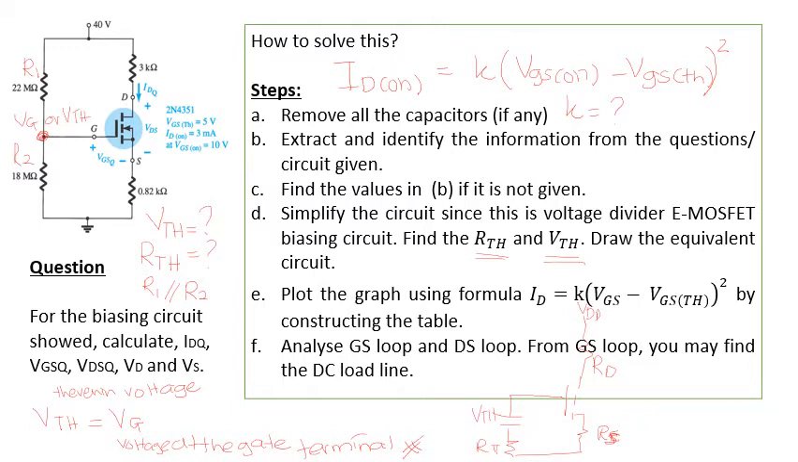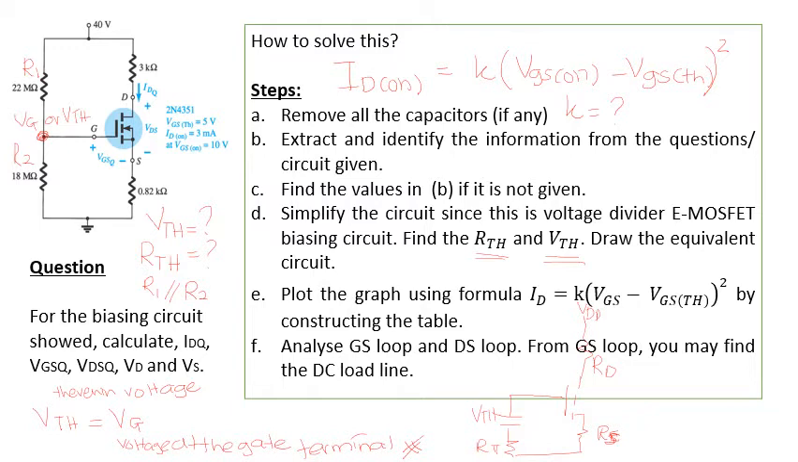So, plot the graph using the formula ID equal to K (VGS minus VGS TH) squared. It is the same as what you use in order to find the value of the K. But for this case, it is not the ID on, this one is the ID at the Q point, in order to plot the transfer characteristic curve.